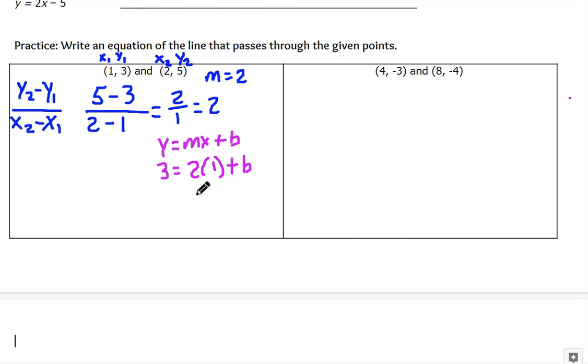Well, 2 times 1 is 2, right? And to get b by itself, I would have to do minus 2 to get rid of it and leave me with b. And then I can do the same thing over here. 3 minus 2 is 1.